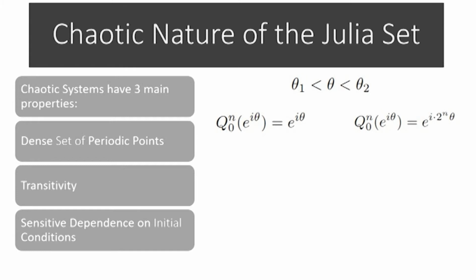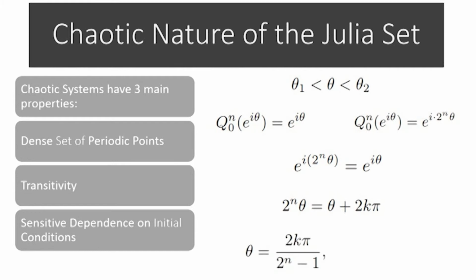We're going to get e to the i times 2 to the n theta. So we set them equal to each other, do a bit of rearrangement, and we get 2 to the n theta plus theta plus 2k pi. 2k pi, as some of you may remember from your trigonometry days, is simply the fact that circles go round. A bit more rearrangement later, and we get theta is equal to 2k pi over 2n minus 1. This is what we want to prove.